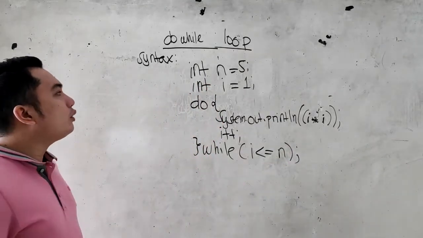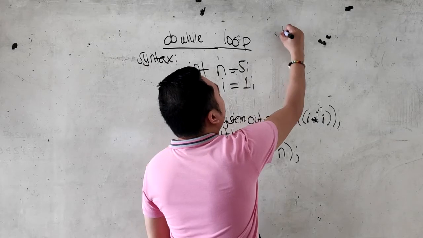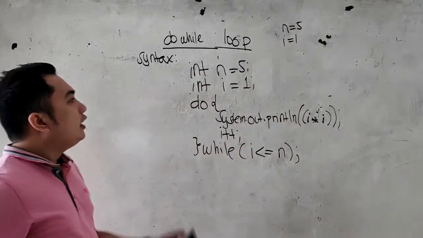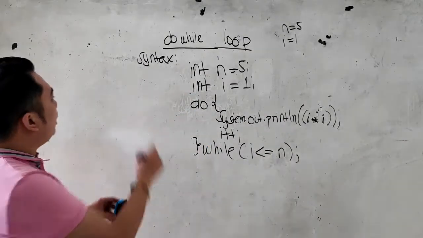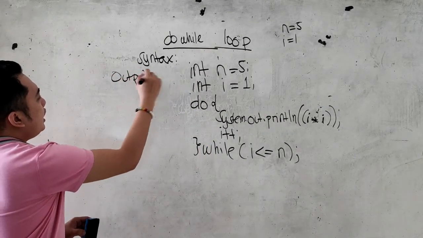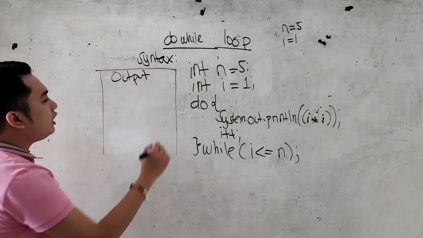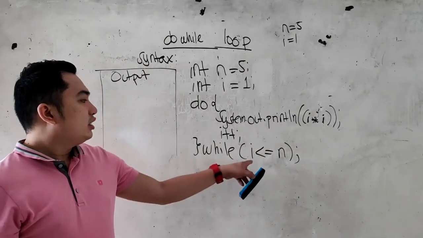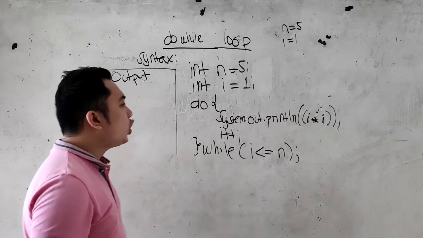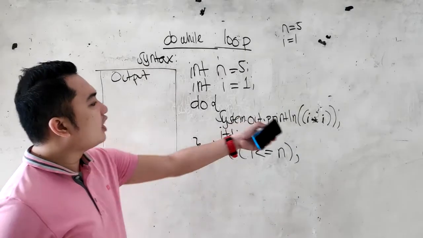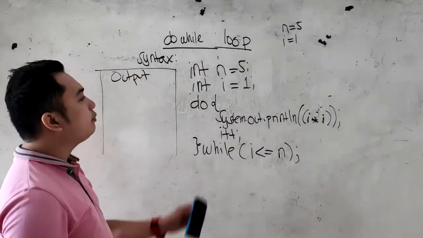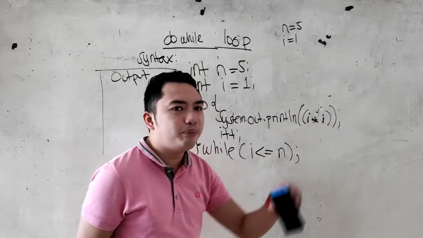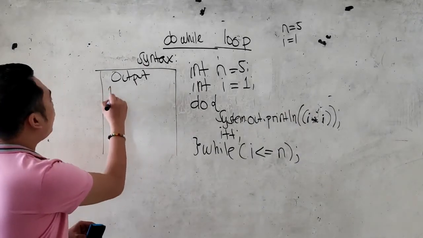So let's trace the output. We started with n equals 5 and i equals 1. Here we will be executing the statement first, before evaluating the condition. So we will execute the statement, print the value of i times i. Our current value of i is 1. That means 1 times 1 will be printed. The result of that is basically 1.